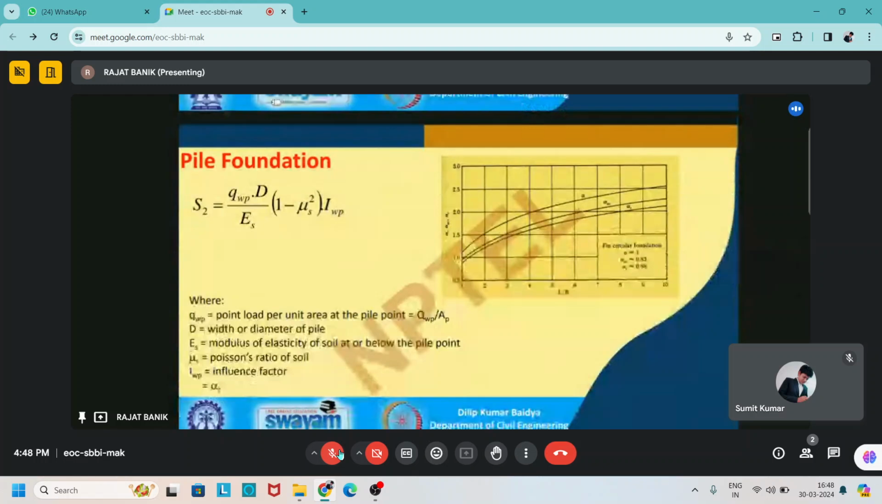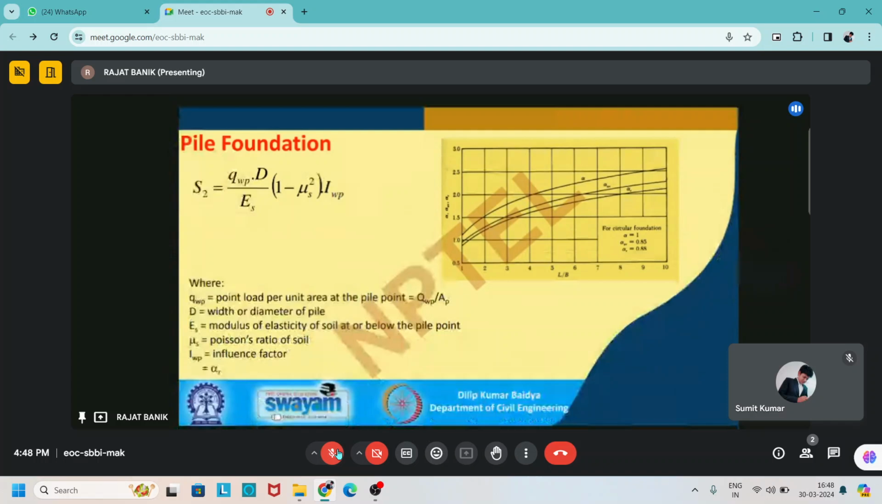S2 is equal to QWP into D divided by ES into (1 minus mu S square) into IWP. QWP is the point load per unit area at the pile point, which is equal to capital QWP by AP, and D is the width or diameter of the pile. ES is the unit modulus of the soil. Mu S is the Poisson's ratio of the soil. IWP is the influence factor.